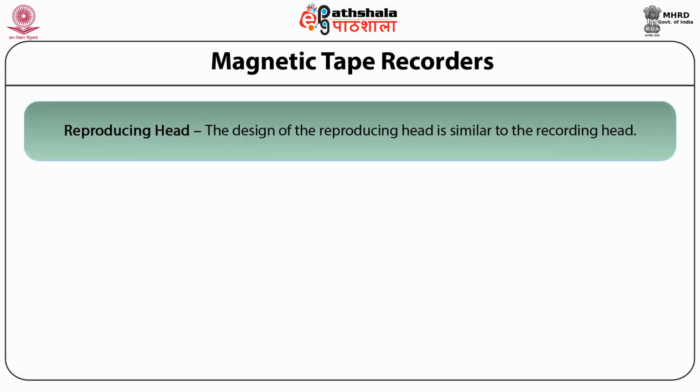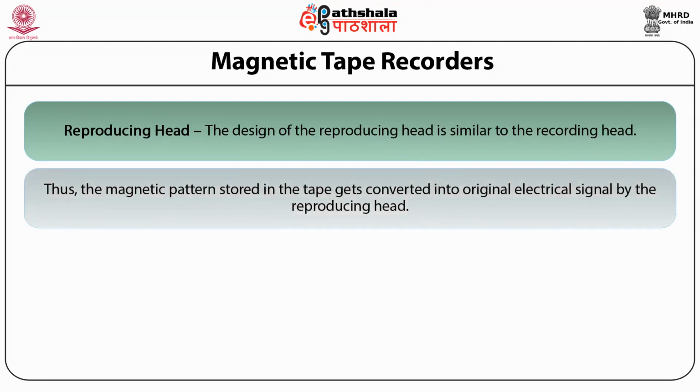Reproducing head. The design of the reproducing head is similar to the recording head. When the magnetic tape passes over the head, the resulting output voltage is proportional to the magnetic flux in the tape developed across the coil of the reproducing head. Thus, the magnetic pattern stored in the tape gets converted into the original electrical signal by the reproducing head.